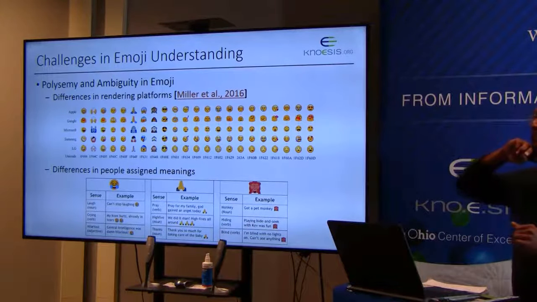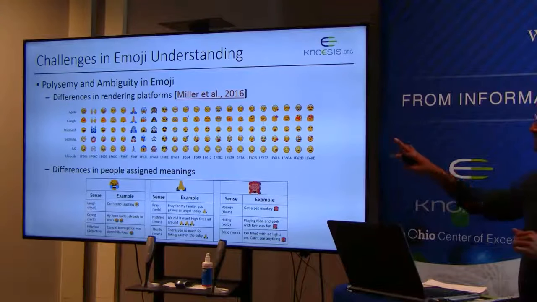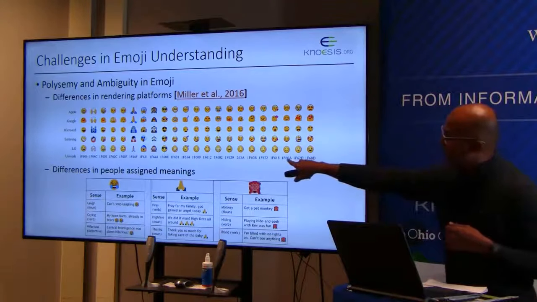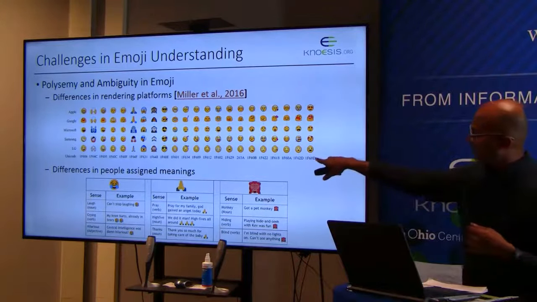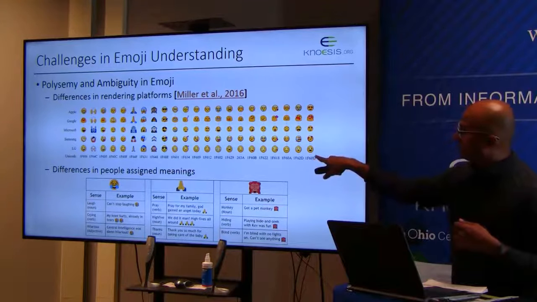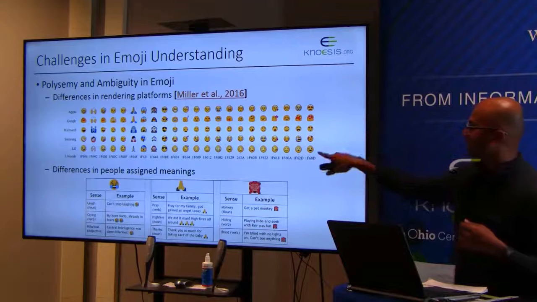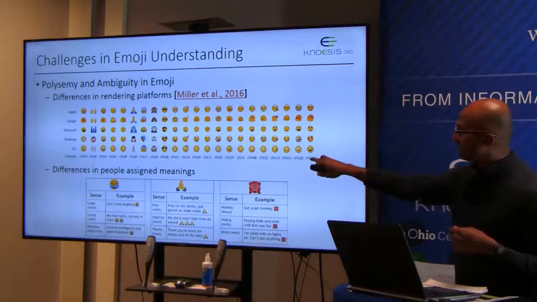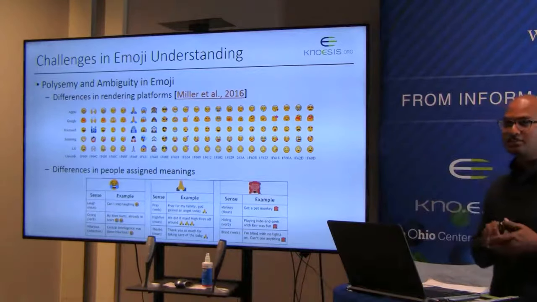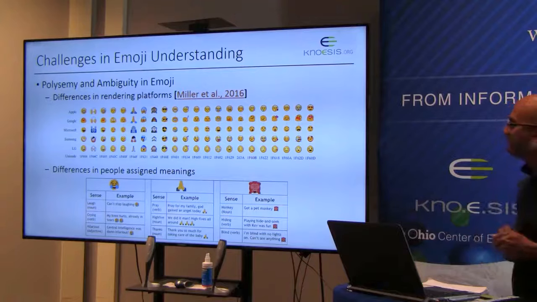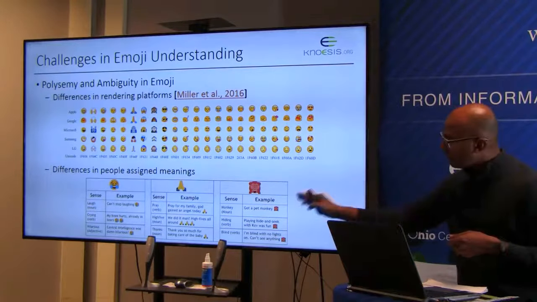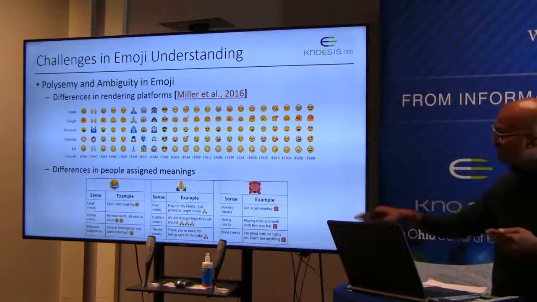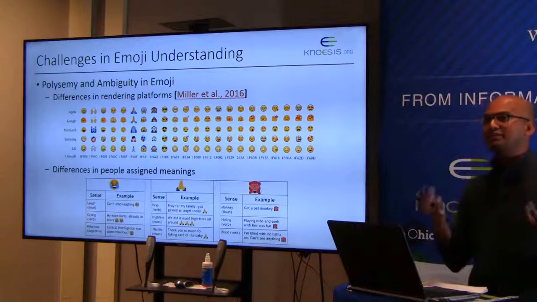So emoji ambiguity can happen due to two main reasons. The first one being the differences in rendering platforms. If you look at the Unicode code point I have listed here, these five images of emojis refer to the same Unicode code point, which means this Unicode code point can look different across different platforms, which makes emojis ambiguous. And when people use emojis on social media and other platforms, people also started to assign different meanings to emojis.